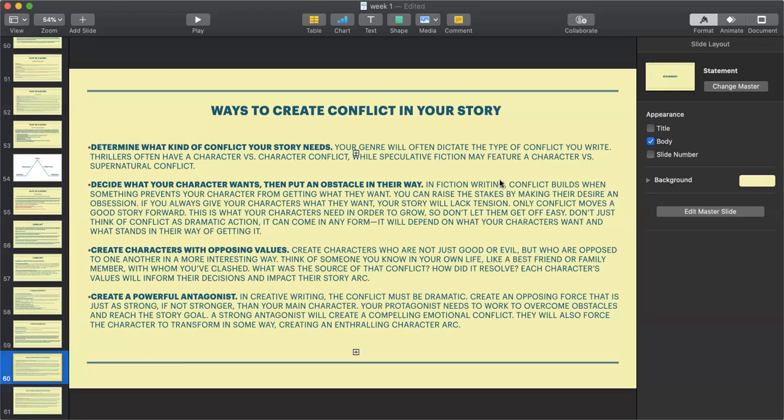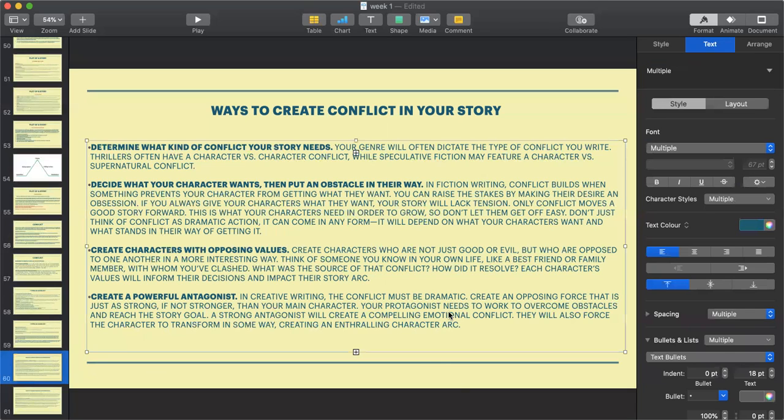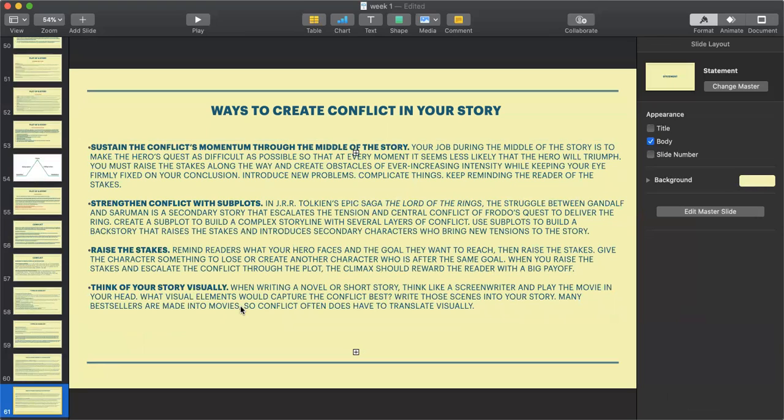Okay. You can create characters with opposing values, and conflict will be created when they're not only good and evil, but same type of characters, but with some very, very different choices. So they will have a clash, they will have a fight, and that can be the source of the conflict. And also, very simply, there can be a very powerful antagonist, a very powerful villain against the powerful hero. And so there will be a very strong and interesting conflict, which may, of course, be emotional and internal and external, right? In addition to this, sustain the conflict's momentum to the middle of the story.